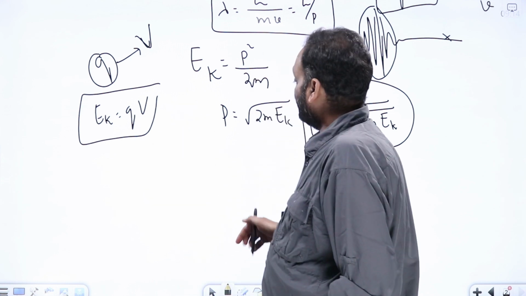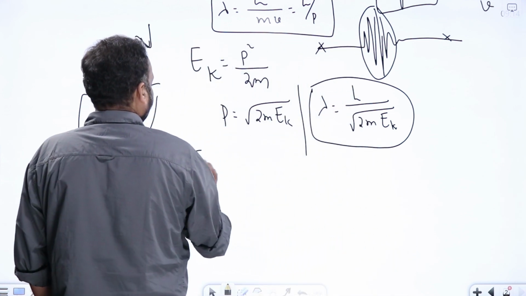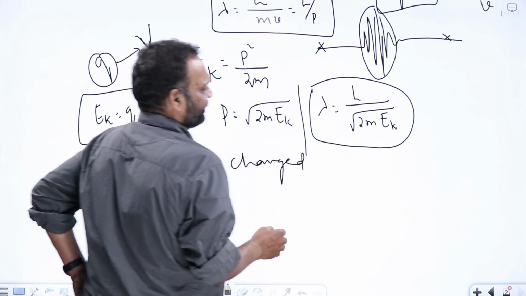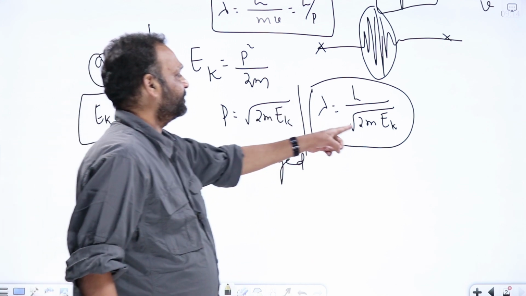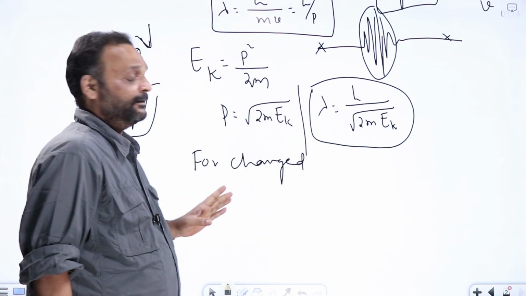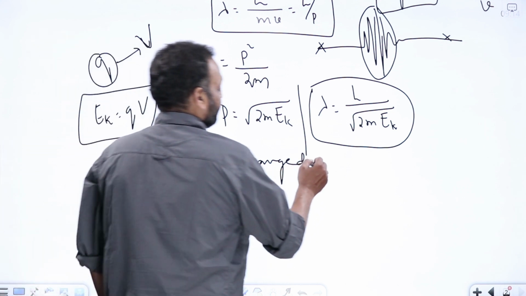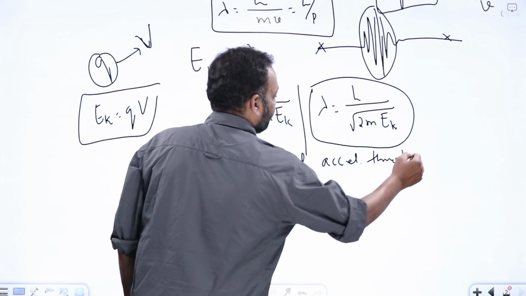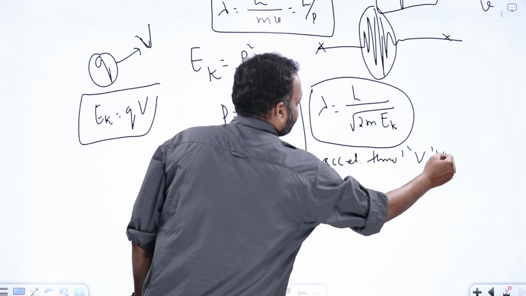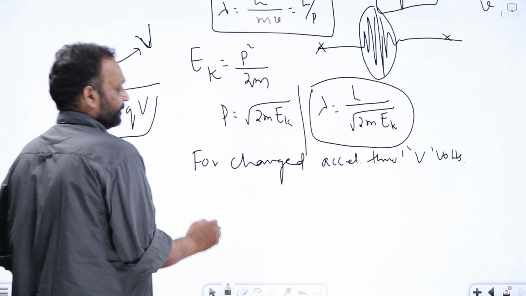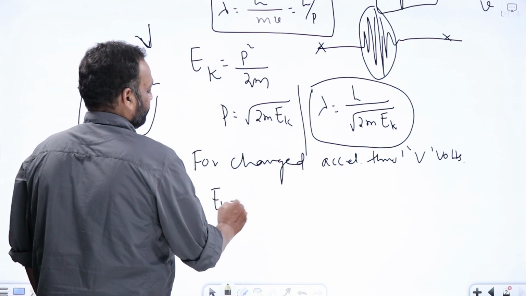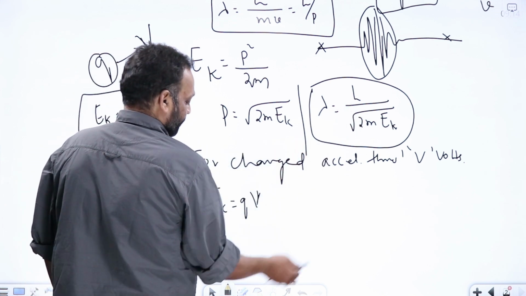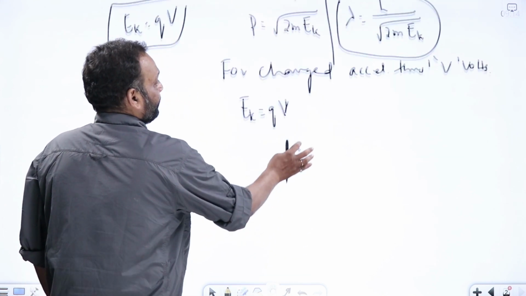Okay, so for charged particles, what do I write? For normal particles, when kinetic energy is given, we use this formula. When momentum is given, we use that formula. For charged particles accelerated through V volts, we can take Ek equal to qV. Now substitute this Ek equal to qV in this formula. What do we get?